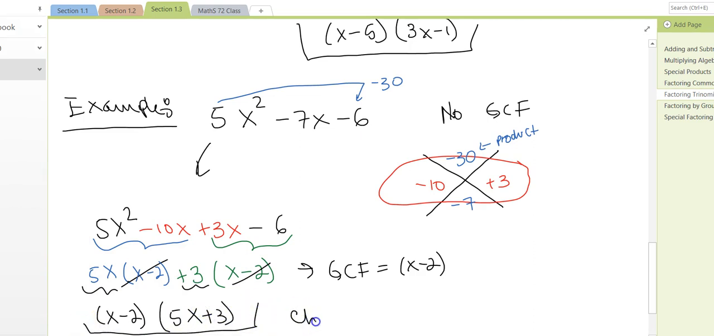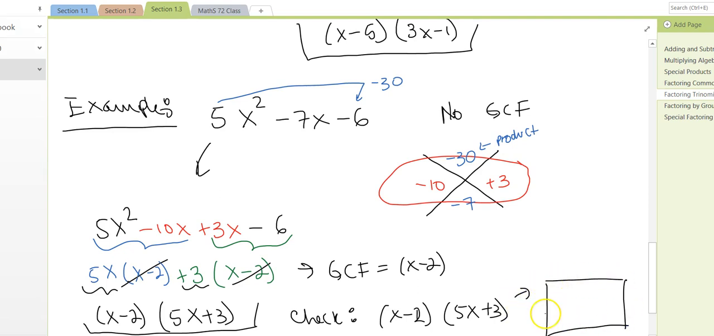Of course, you should always be checking your factoring by multiplying it back out. Use the distributive property to multiply this back out. And I also show you how to do the box method in a previous video, and to check your answer. Right, so I'm going to have x minus 2 and 5x plus 3. So I get 5x squared, 3x, negative 10x, and negative 6. And so notice that the middle term is going to be minus 7x. So I know that I did it right.